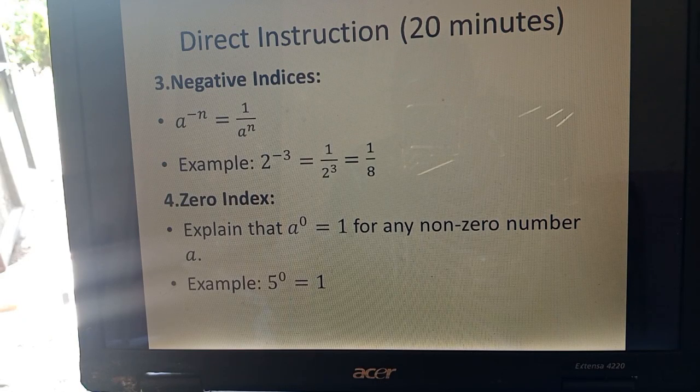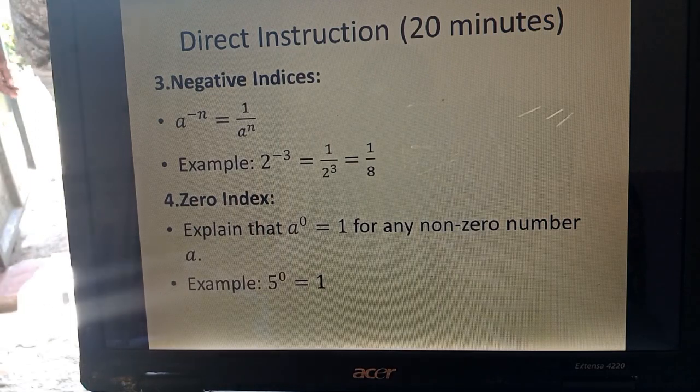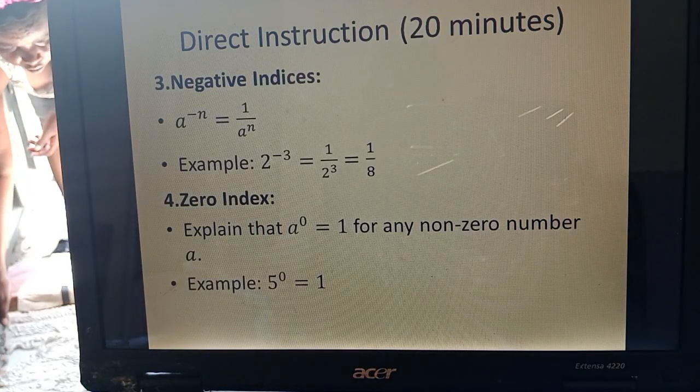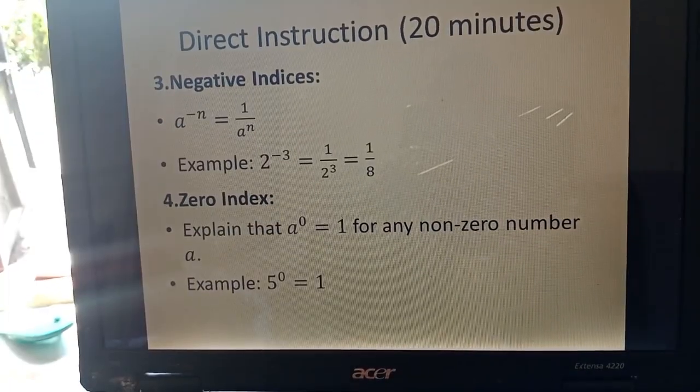Finally, we should never forget the zero index. Guys, sorry for that interruption, but we have just cleared the negative indices, so let me come to the zero index. We will explain later in the videos why a raised to 0 is equal to 1. If you raise any number to 0, the value is always 1.